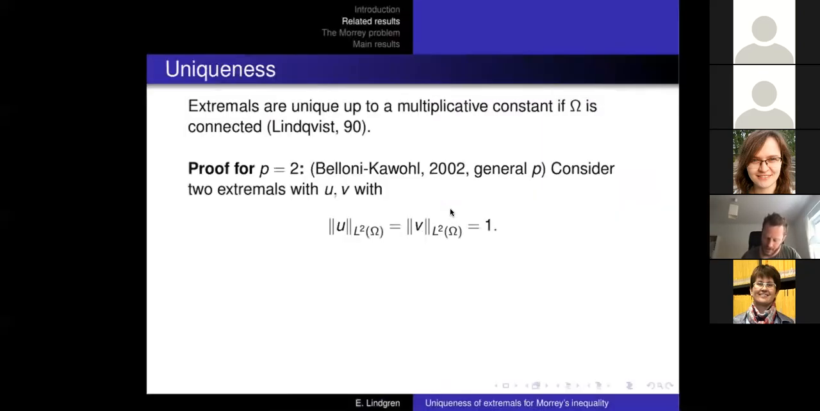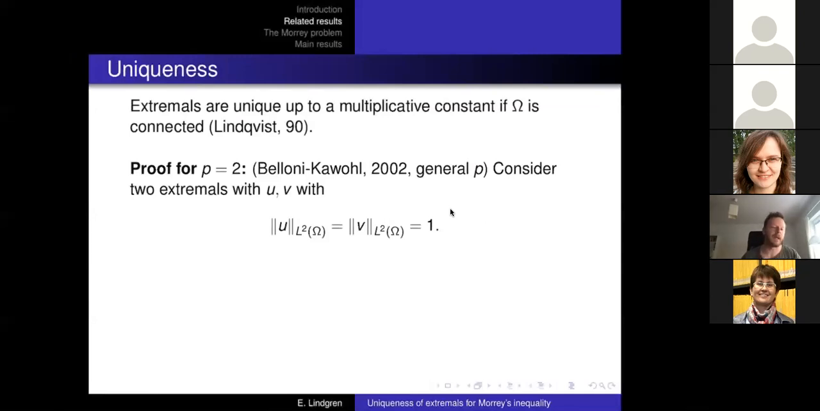I will just present the proof in the case p equals 2, because the idea is exactly the same for general p. And this is not the original proof. The proof I'm presenting here is in a paper by Belloni and Kawohl from 2002, but the original proof is not so far from this either. So we assume that we have two extremals where the L^2 norm is normalized, so it's 1. Then we want to find another competitor, another function which also has L^2 norm equal to 1.